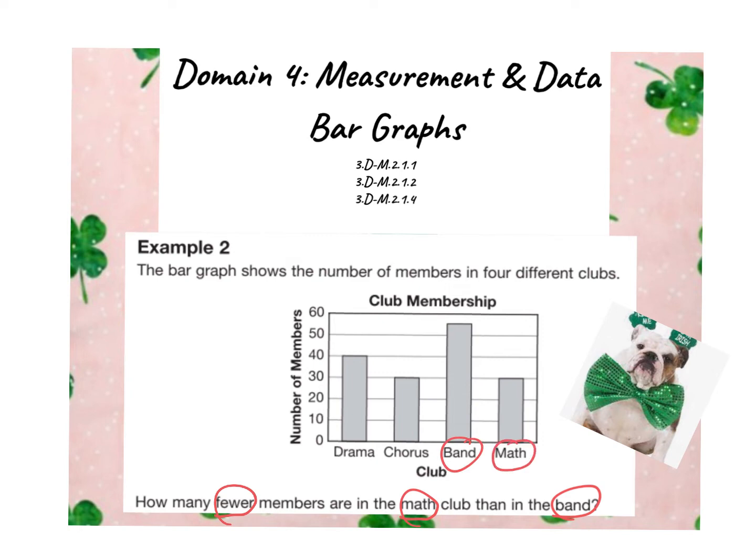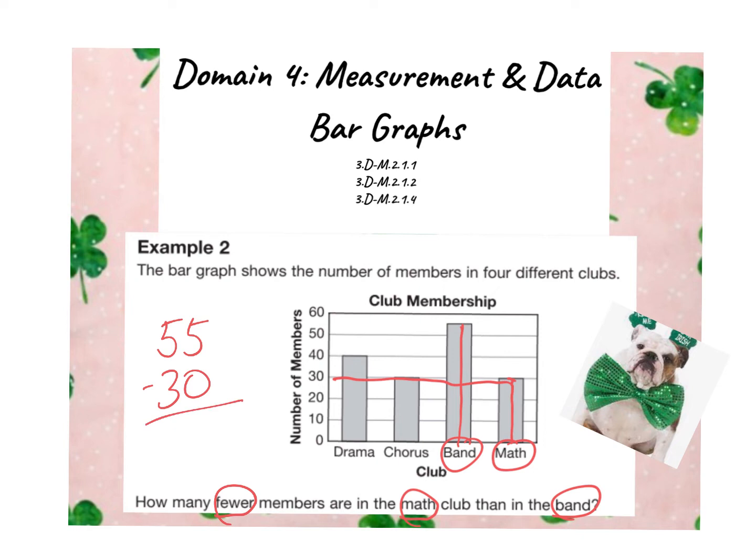I'm going to put my bigger number first, and I can see that this one goes all the way up to the middle of 50 and 60. And I know the middle of 50 and 60 would be 55. So there are 55 friends in band. For math, it goes up to this line, and we can go over, and there are 30 friends in the math club.